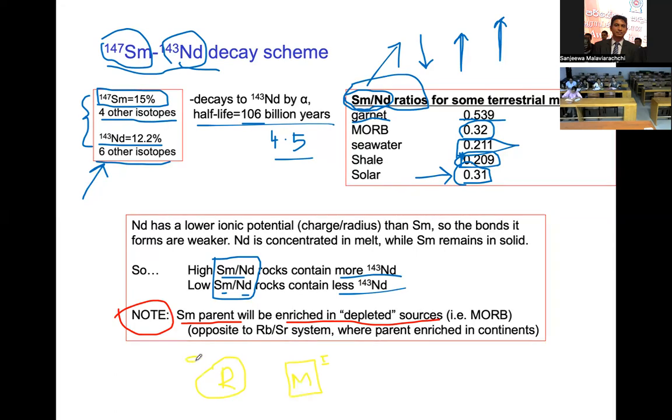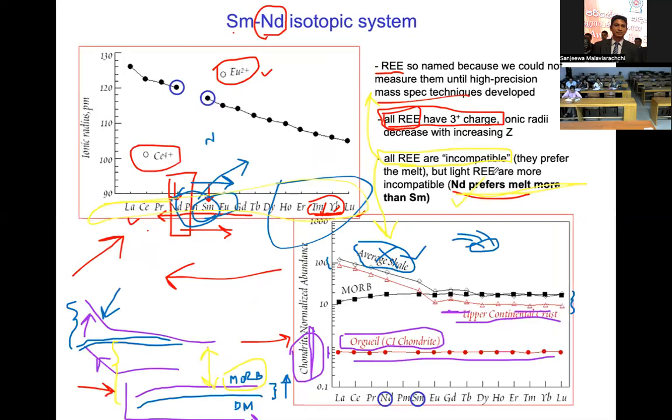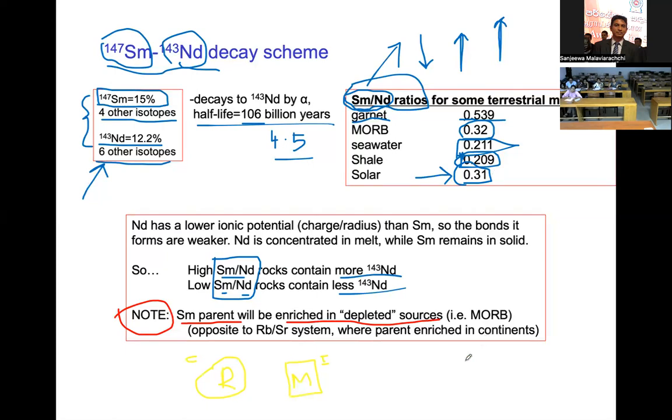In samarium and neodymium, what is more incompatible? Neodymium, right? Neodymium is more incompatible. Therefore, a lot of neodymium will be accommodated in melt, and less samarium will be there. But in the residue you will have a lot of compatible element. That means samarium will be enriched in residue because it is less incompatible compared to melt.